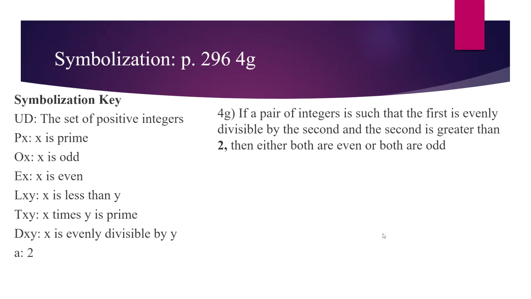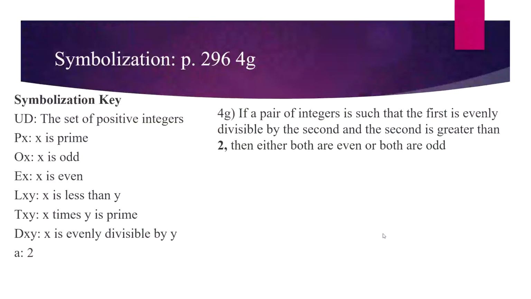And the last problem. So this one has a lot going on, and it's much more in depth than anything I'm going to assign you on an exam. This is a much harder problem, but I think it's good to look at some of these complex ones and learn to break them down and not stress about it. So here we have, if a pair of positive integers is such that the first is evenly divisible by the second, and the second is greater than 2, then either both are even or both are odd.